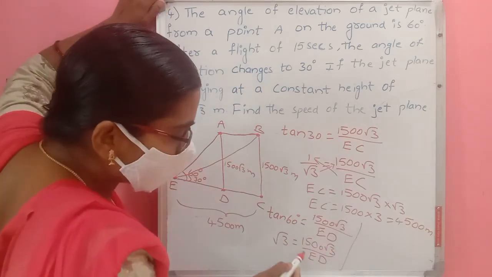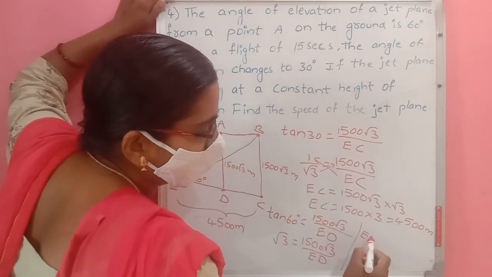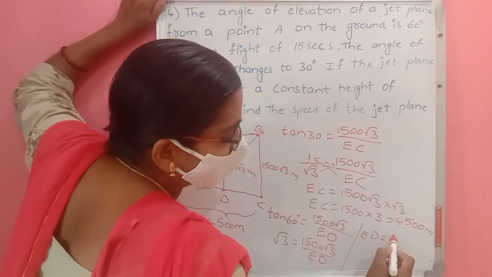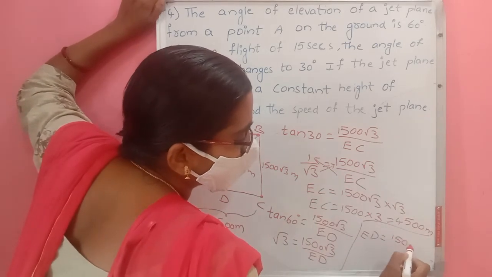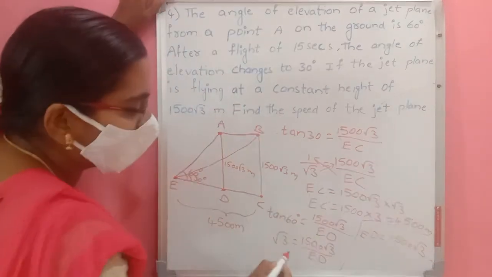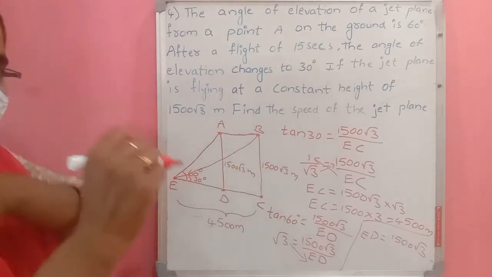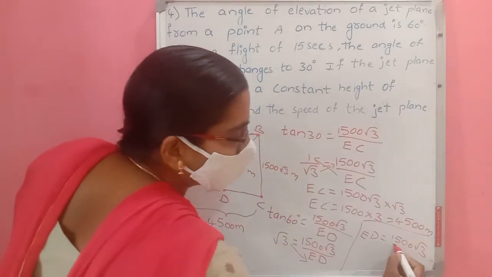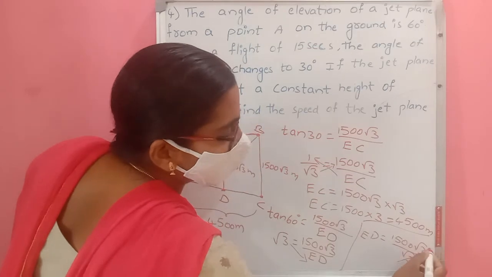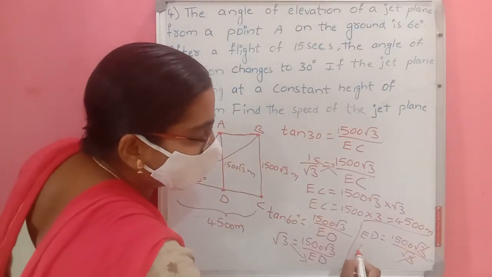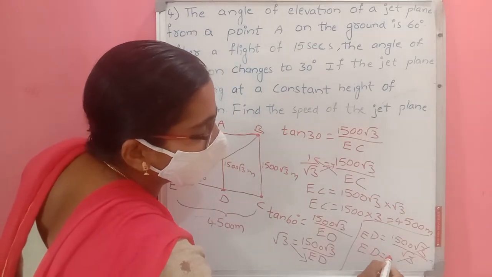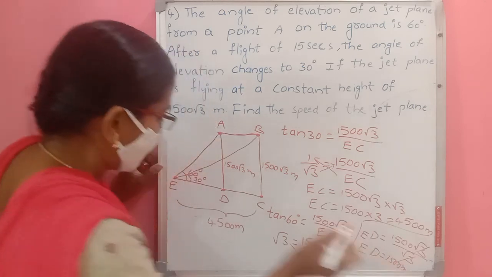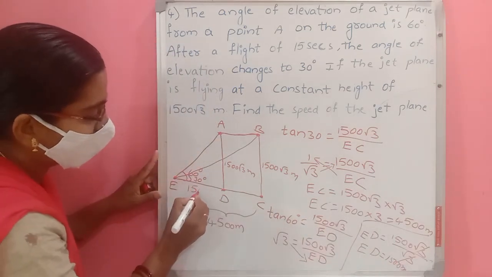Now transpose this ED to this side. ED is equal to, write this as it is, 1500 root 3, and transpose this root 3 to this side. Then root 3 becomes by root 3, so you can cancel root 3, root 3. Then ED is equal to 1500 meter. So ED is 1500 meter.